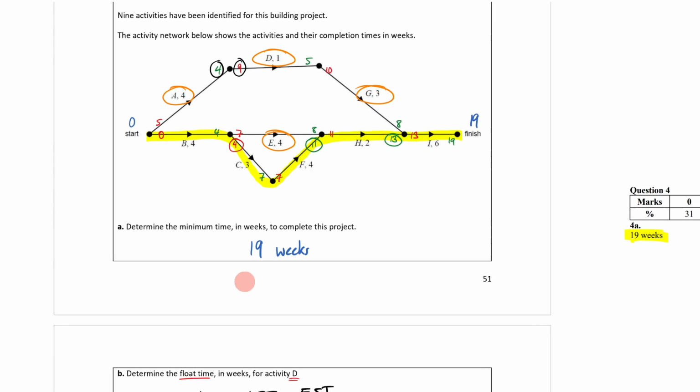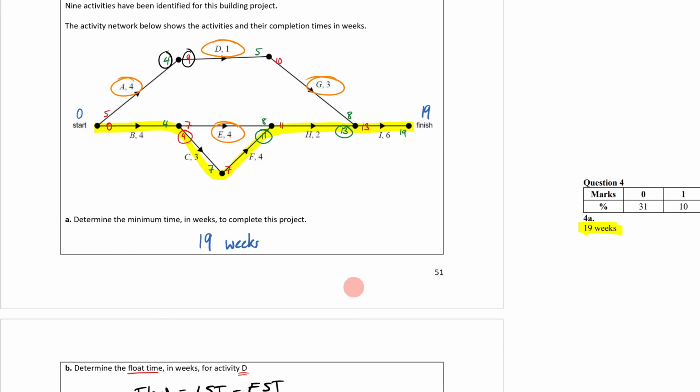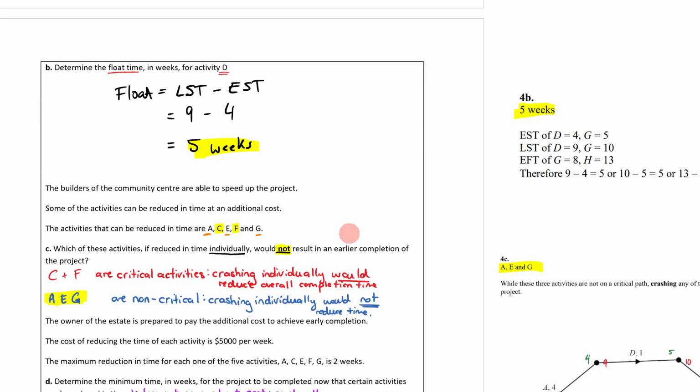So that is the first part of this question here. We'll take a quick break and then we'll enter the next part.